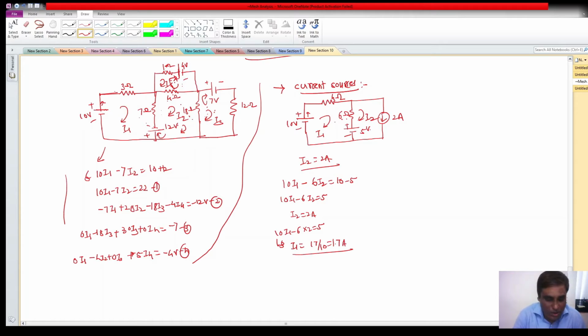Okay, so now this is your 1.7 ampere, and this is your 2 ampere.